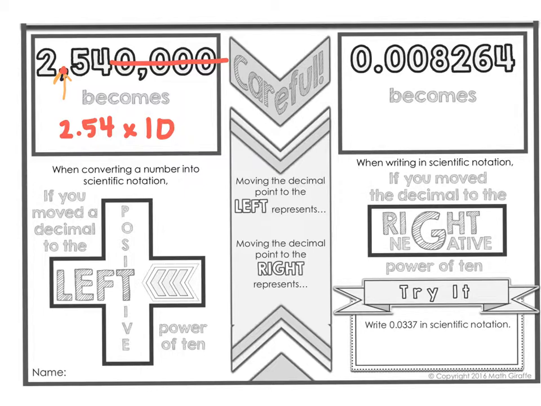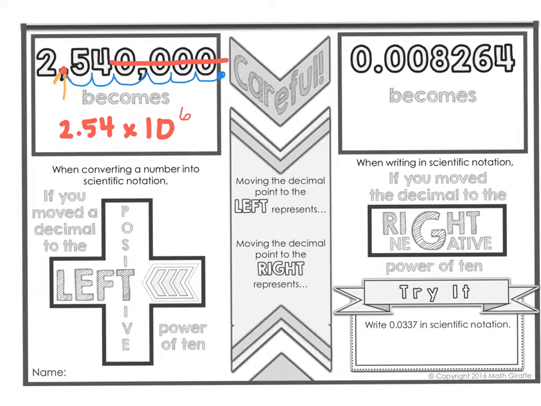Okay, so here's how this looks. So we go to the number. Let me change colors so we can see it. Originally, the decimal point is invisible. It's at the back. And we've moved it to after the first non-zero digit. So how many positions is that? 1, 2, 3, 4, 5, 6 positions. So our exponent is a 6. So 2.54 times 10 to the 6 is the same number written in scientific notation.